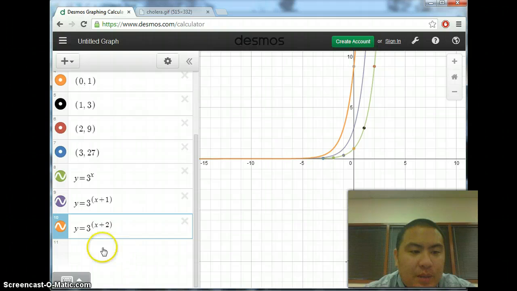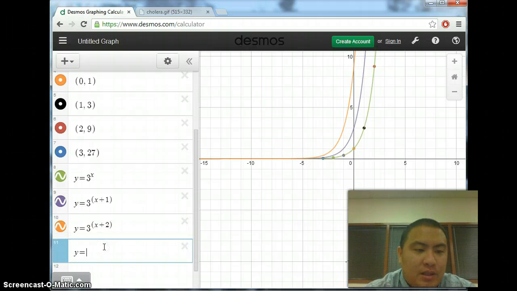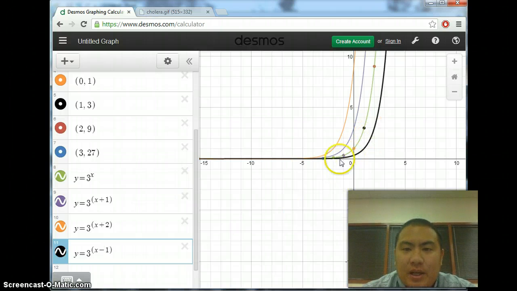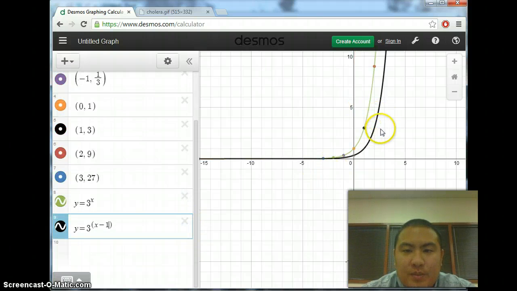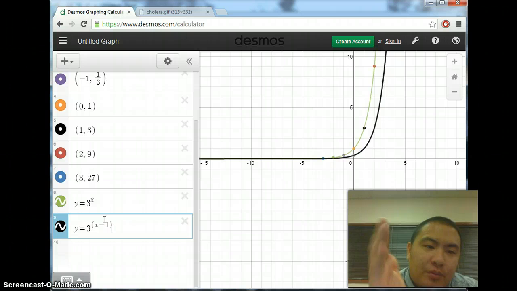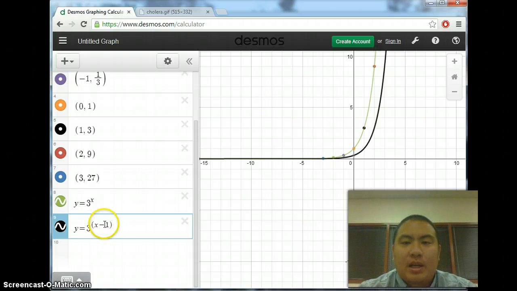So what do you think would happen if I did y is equal to 3 to the power of x minus 1? Well, it's just going to move it to the right 1. See how that black line moved it? The original was green, and it moved it to the right 1. Okay, so that's part of your homework, and that's the answer, that you can see these translations. You have your original, and it's moving over left or right based on if you're adding or subtracting 1, 2, 3, and on and on.